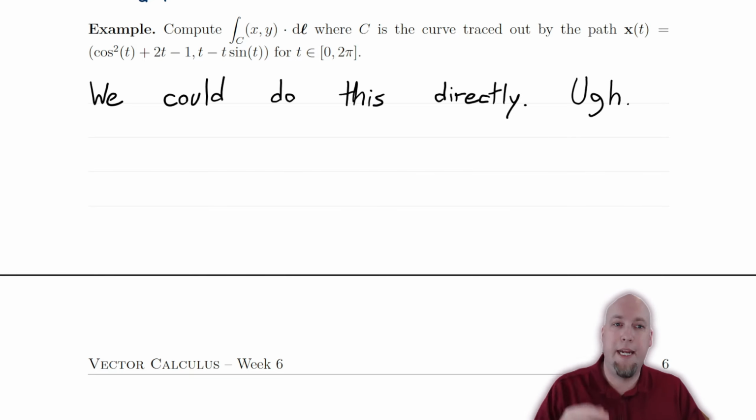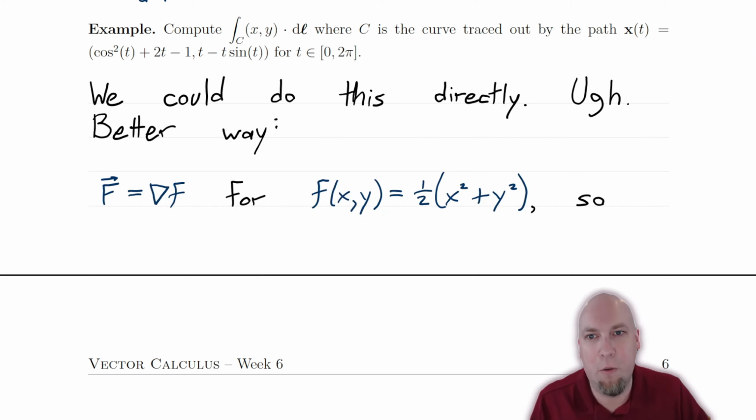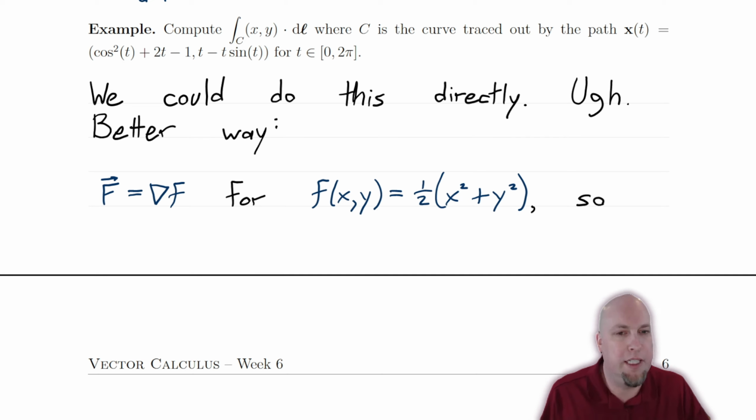And in this particular case, it turns out, yeah, it is. We don't want to do it directly, okay? There's a better way, and yeah, it is. It's by observing that this vector field is the gradient of this scalar field here. And this one's simple enough that you could probably eyeball that.